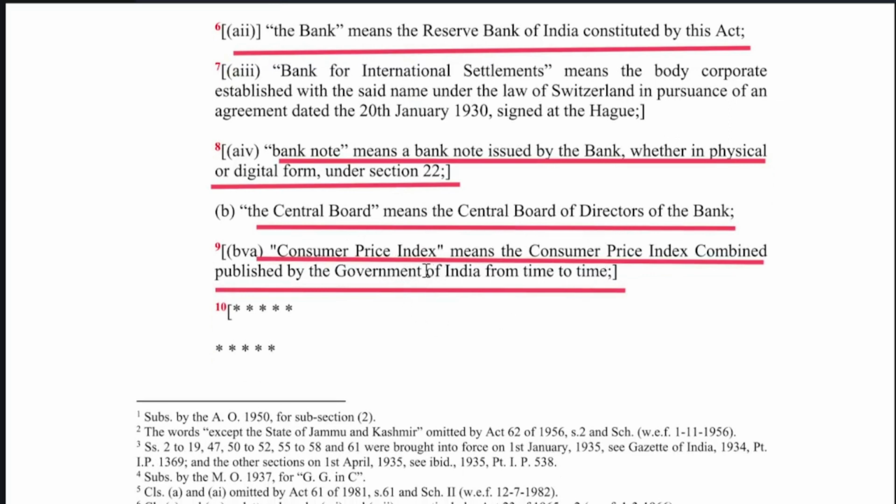Consumer price index. The consumer price index, wherever it is mentioned in the act, has to be understood as the consumer price index combined. Mind you that various organizations and departments of the government come out with different consumer price indexes, like consumer price index for industrial workers, for agricultural laborers, and then for rural areas and for urban areas. When the rural and urban areas consumer price indexes are combined or studied together, that is referred to as consumer price index combined. Who publishes it? It is published by the government of India from time to time.